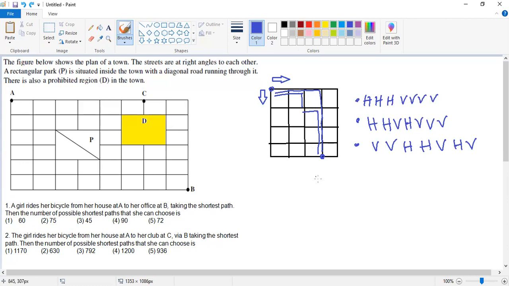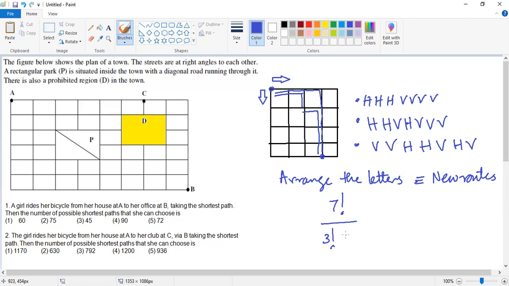So basically, if I keep arranging the letters, that creates new routes. So finding the routes is just a question of finding the arrangements. We know that there are 7 letters, so the number of arrangements is simply 7 factorial divided by 3 factorial, since 3 of them are identical, and 4 factorial, since 4 of the V's are identical, or in other words 7C3, which if you calculate will come to 35. So basically there are 35 possible routes in this diagram.